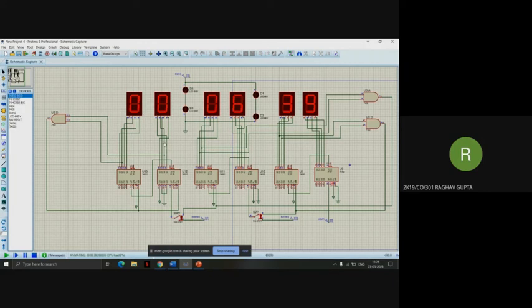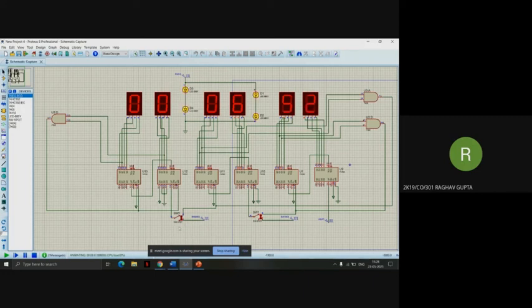So we have to reset it to 00. To do so, we have connected the output of the AND gate to terminal 14 of both the 5th and the 6th IC, so that it can reset to 0, and the clock starts from the beginning, from 0, 0, 0, 0 and 0, 0.